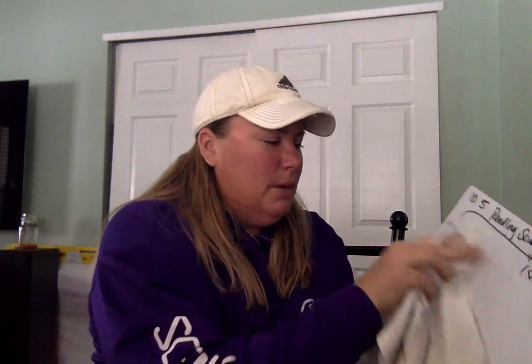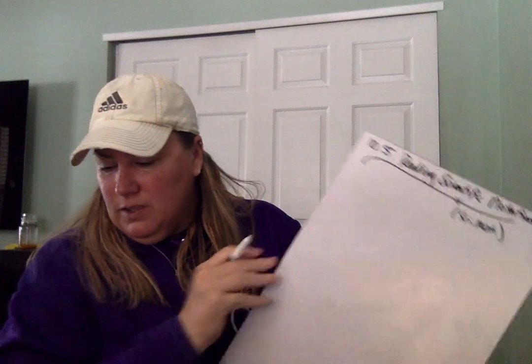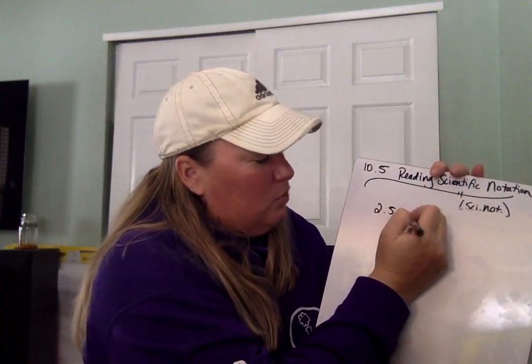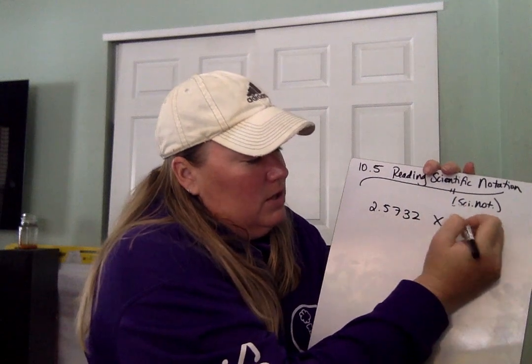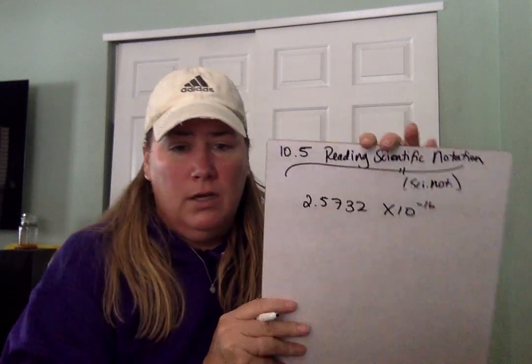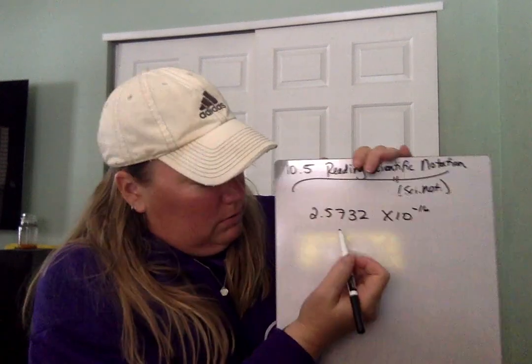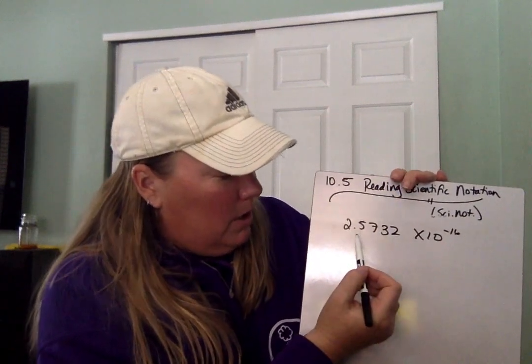When we ask about other numbers, don't let your factors get thrown off, because you can have something like 2.5732 times 10 to the negative 16. And so what you're looking at, even though this has all these decimal places in your number, it doesn't matter.